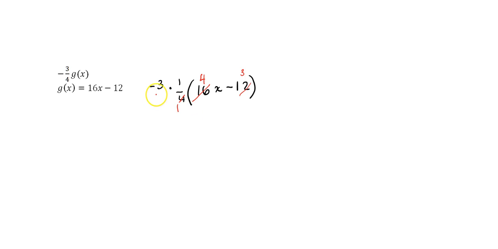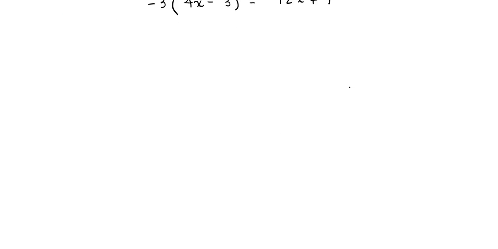All right, so now I'm multiplying by a negative 3, and I'll rewrite this. So I have a negative 3 multiplying my 4x minus 3. That's going to give me a negative 12x plus 9. And that's it. All right, I'm going to stop this one, and then we can pick up for our next video.